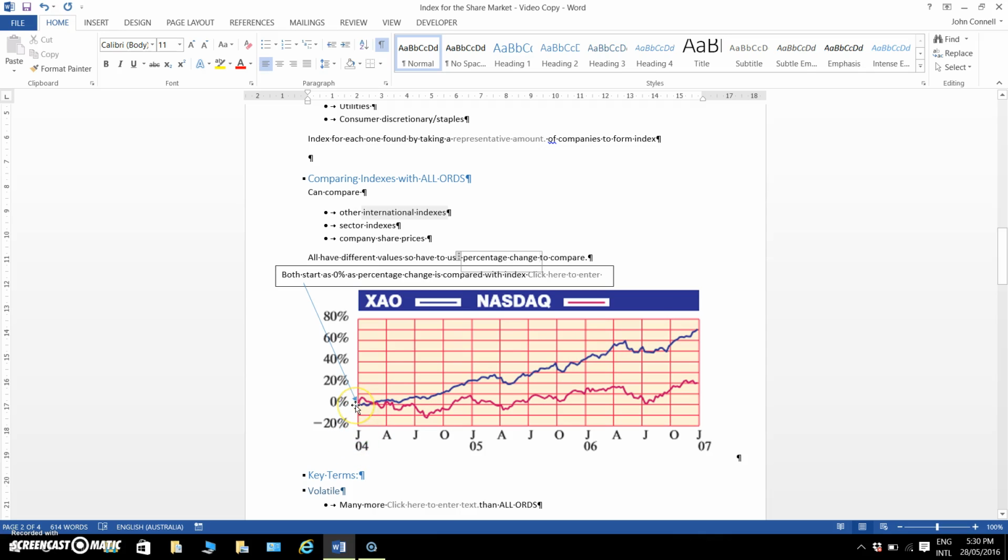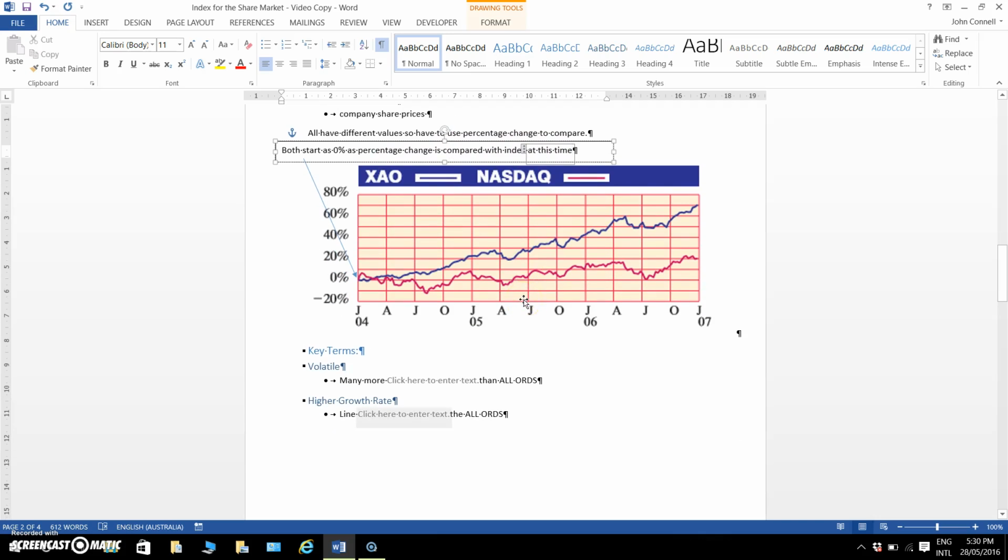So we take this index value, and then as your index changes, we're always comparing back to this value here. So here we have 0%, and then you can see the All Ords is increasing in its percentage change as we go on. So all the index values, to create percentage change, are compared back to this particular point at this time. So just to formalize that, we just say both start at 0% change as it's compared to the index at this time.